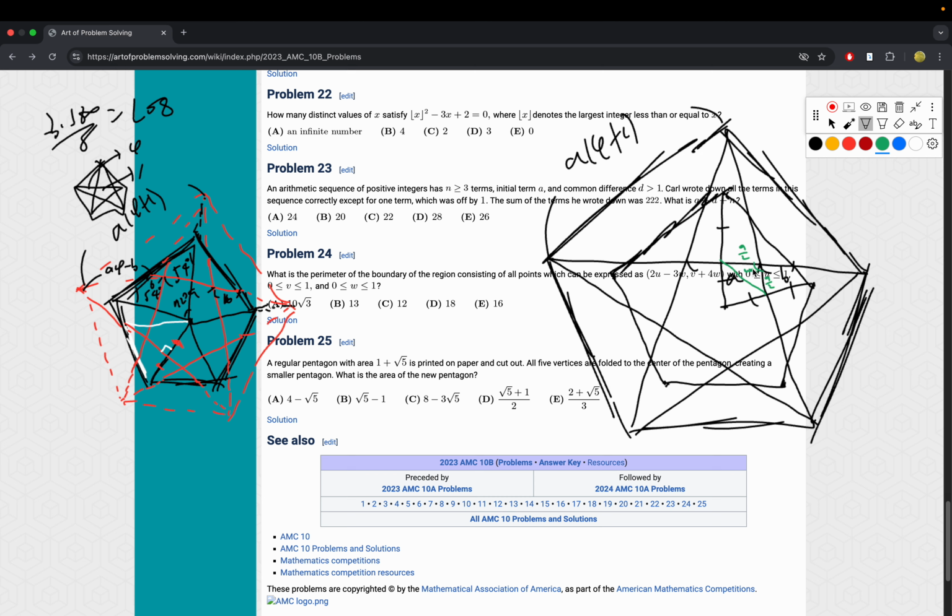This is 108 degrees. Okay, I will do it. Cosine 108 equals... To be honest, I forgot the formula to find this directly, so I have to do this. A squared over 2 times 1 minus cosine.